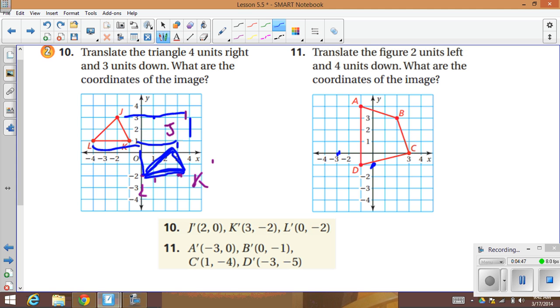And then C, we're going to move that over 2 and down 4. That brings us to 1, -4. And D prime, we're going to bring that 2 left and 4 down, that's going to bring us to negative 3, negative 5. And then our shape is going to be right in here. Okay, and yours will look a whole lot neater since you'll be able to use a ruler. And the coordinates again are listed right down here if you want to see them.